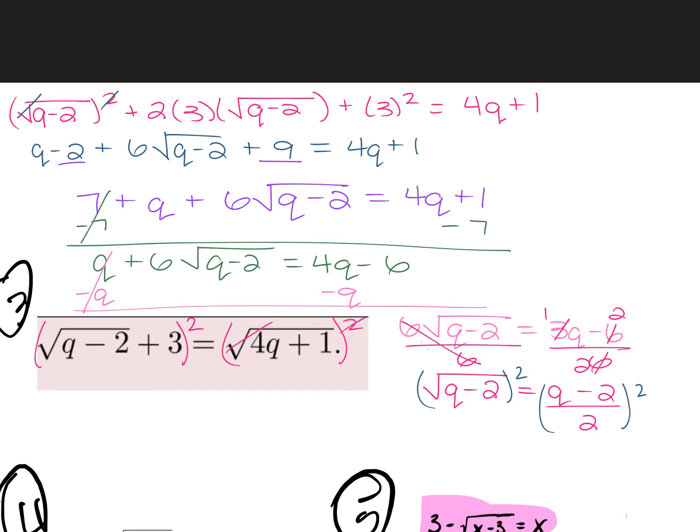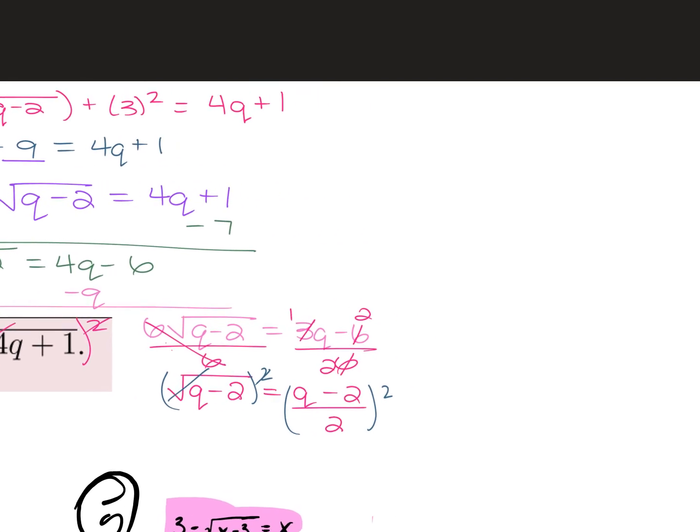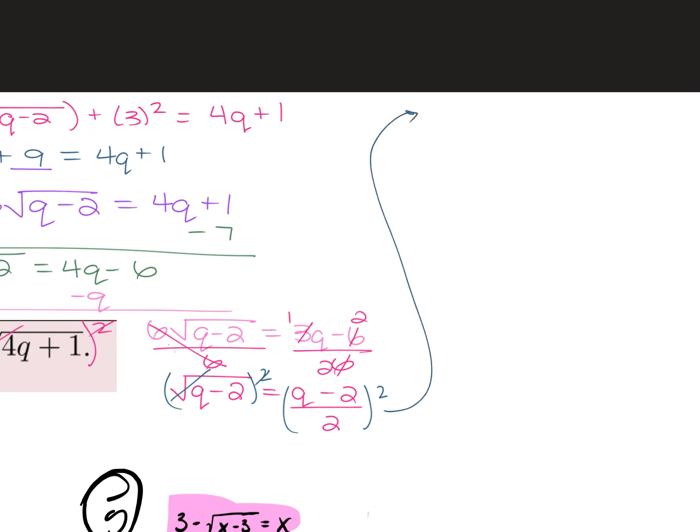When you square that radical, it cancels out the radical, and you're just left with the q minus 2. However, you are doing q minus 2 over 2 times q minus 2 over 2. So that q minus 2 times q minus 2, you're going to have to FOIL out. So you're going to have q minus 2 is equal to q squared minus 4q plus 4 all over 4.